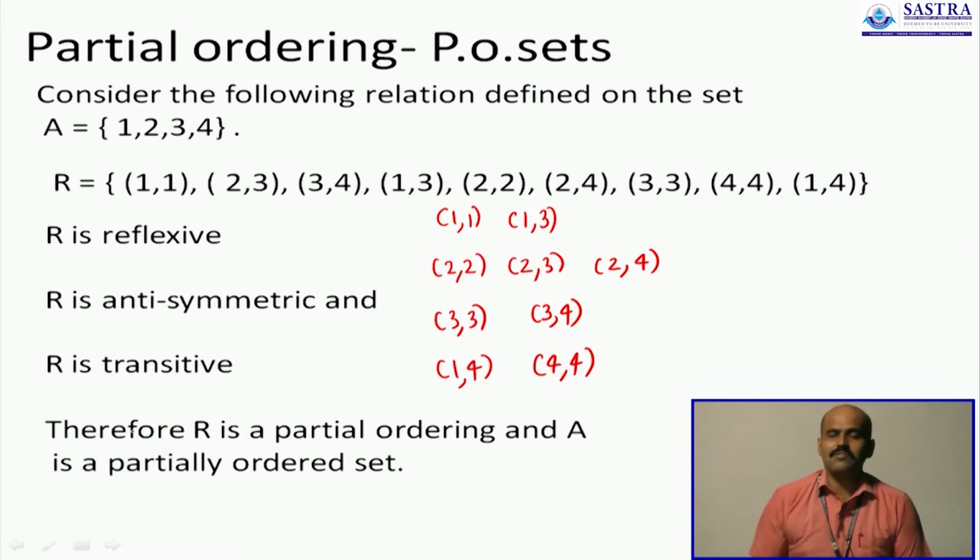First up, let's see if this relation is reflexive. It turns out to be reflexive here because all 4 elements are mapped to themselves. We have 1, 1, we have 2, 2, we have 3, 3 and also 4, 4.